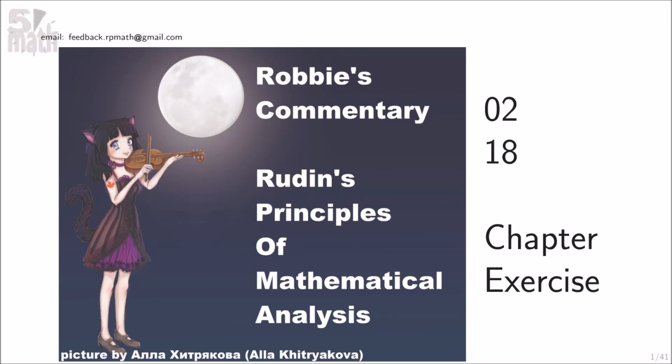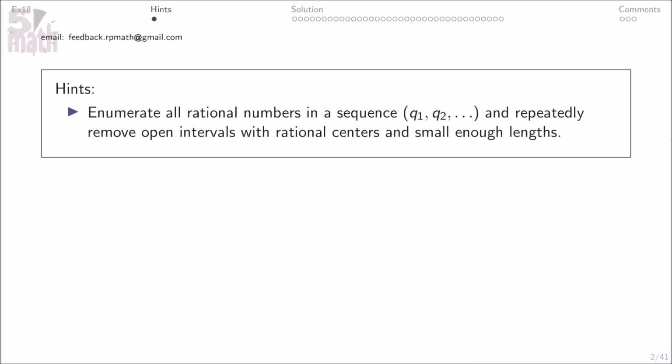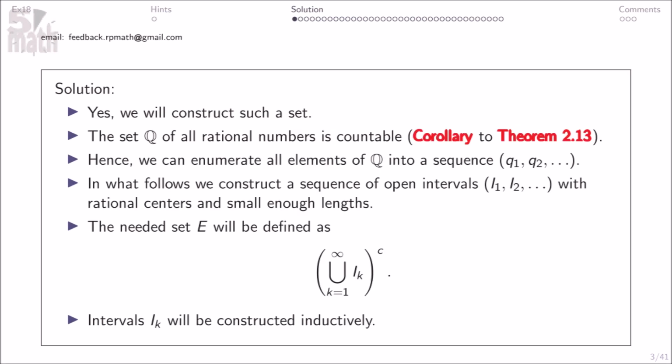Chapter 2, Exercise 18. Hence, enumerate all rational numbers in a sequence, and repeatedly remove open intervals with rational centers and small enough lengths. Solution. Yes, we will construct such a set.